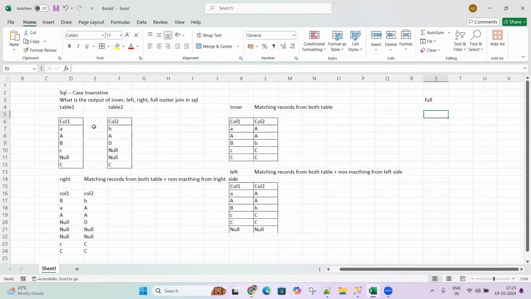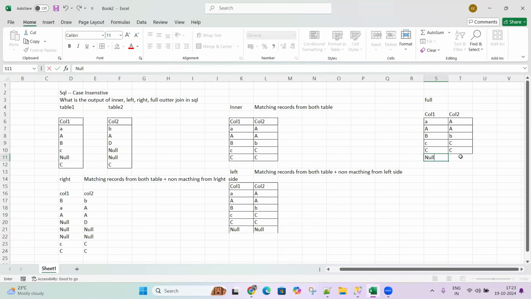Let's consider the matching first, like this only. A matches on the left side, and let's take the full matching cases from both sides of the table, which will be the same in column one and column two. These are the matching records. They come as they are. Now again, consider the left side of the table, which is not matching. We have not considered that null. So we keep null as it is here. And again, null doesn't match with null, so we just put a null.